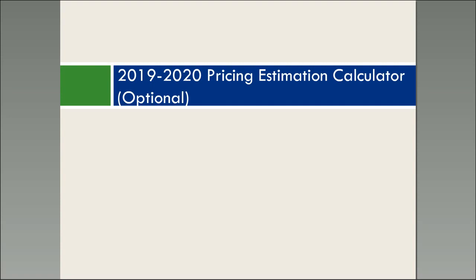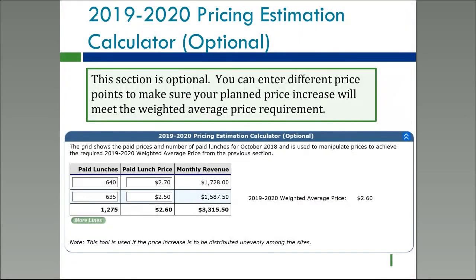The next section on the tool is 2019 Pricing Estimation Calculator, Optional. And like it says, this section is optional. You can enter different price points to make sure your planned price increase will meet the weighted average price requirement.